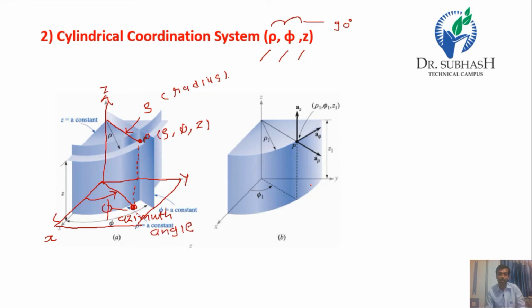The direction is represented by a rho in the rho direction, a phi in the phi direction, and a z as per the Cartesian coordinate system. Representation of the point P, which is (1, 2, 3) in a cylindrical system.